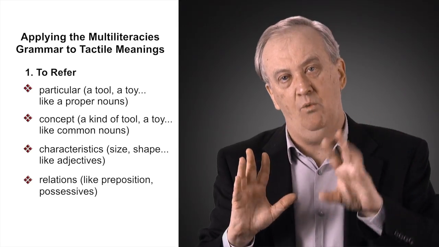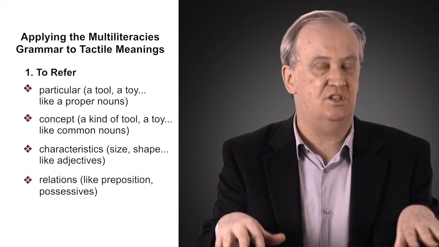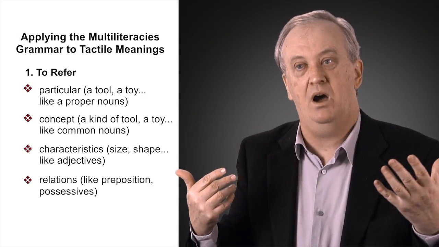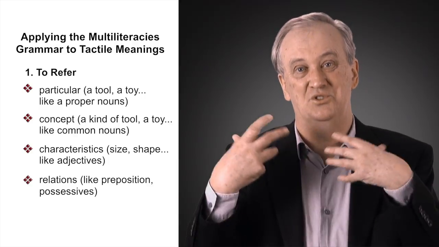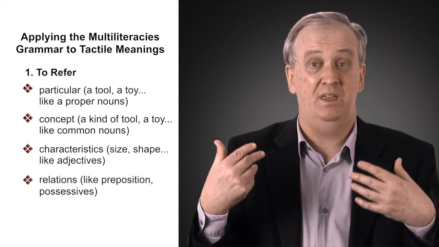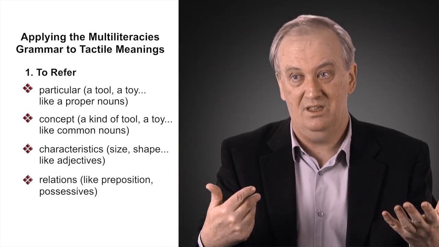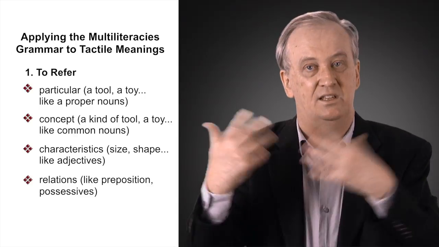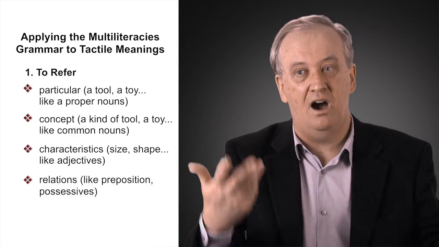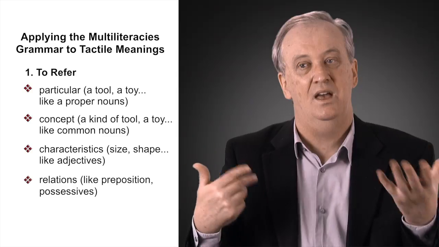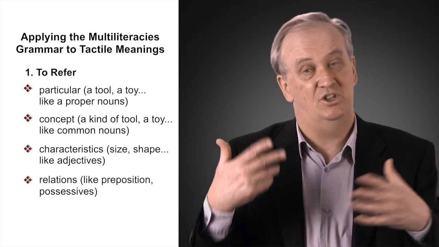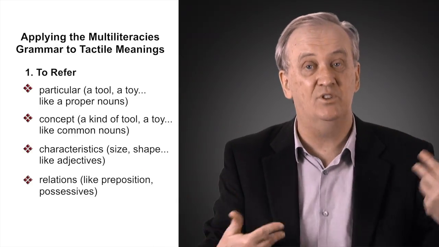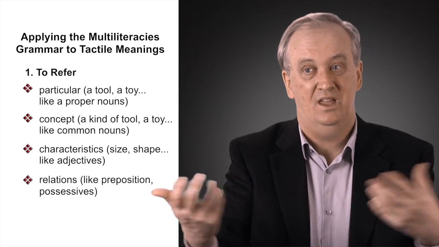What I want to do now is apply our multiliteracies grammar to tactile meanings. So we might refer to the world using objects, and it might be a tool, it might be a toy, and these are like a specific tool or a specific toy. These are like common nouns, or a concept, a kind of tool or a kind of toy, and they have characteristics which are like adjectives, shapes and sizes and qualities, and they have relations. You might fit them in relation to each other.